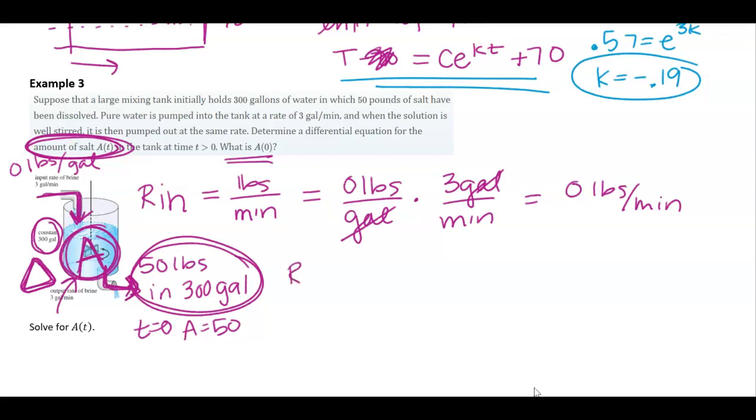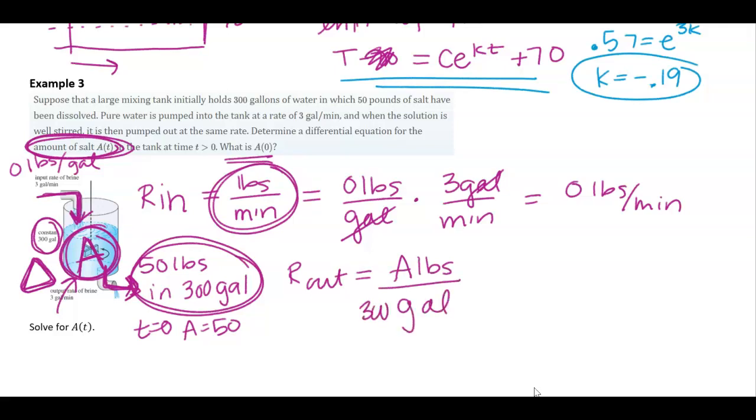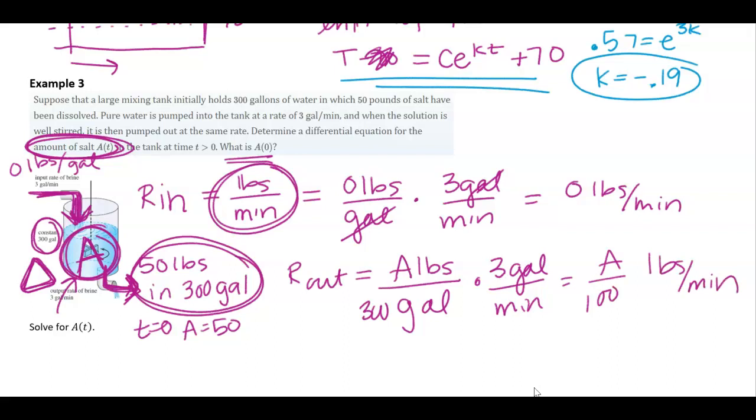But when I think about my rate out, and I'm thinking again about pounds per minute, well, I don't know how many pounds there are per 300 gallons at any point in time, specifically because I am pouring in pure water and then taking out the mixture. But I do know my rate is 3 gallons per minute. So I must have A over 100 pounds per minute. Therefore, dA/dt must be rate in minus rate out.